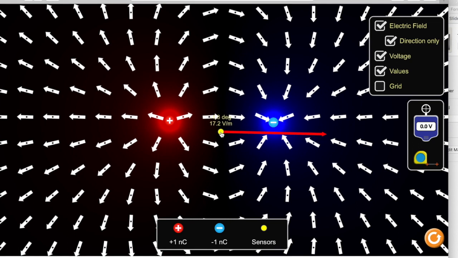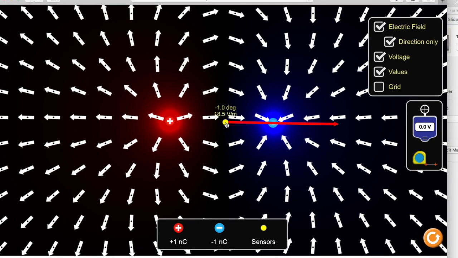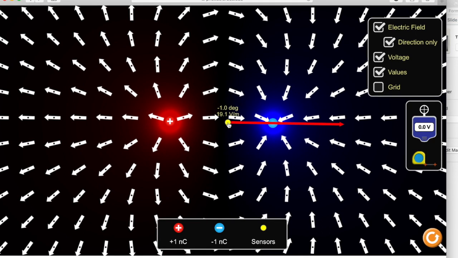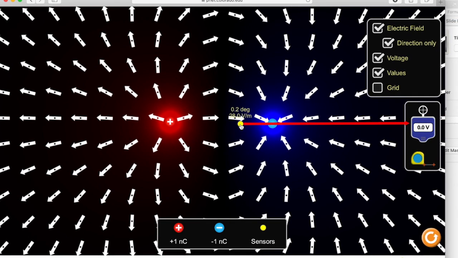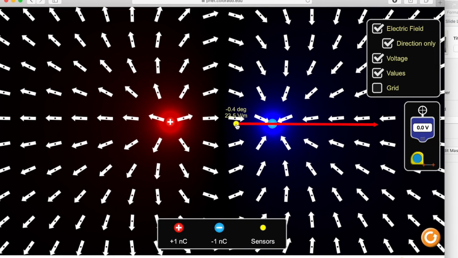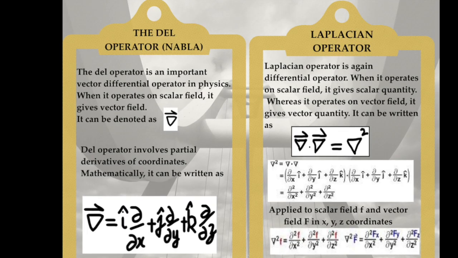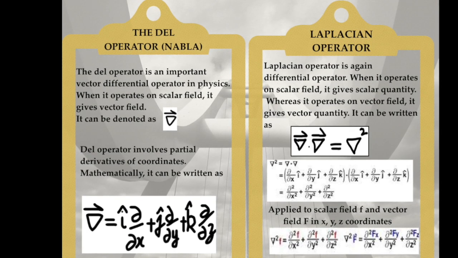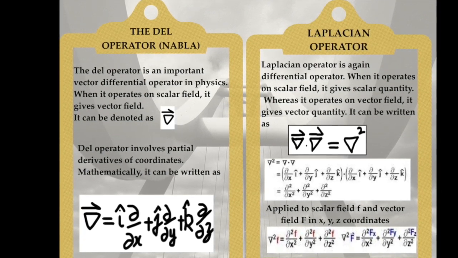It's a very wonderful software. With its help, we can find the voltage at every distance, at each and every point in space. So it's a working example of a vector field. The difference between scalar and vector fields is solved now. Two mathematical operators which solve these field problems are known as the del operator and the Laplacian operator.